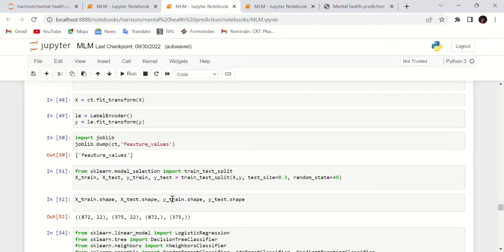And then splitting data into train and test. For splitting the data into train and test sets, we are using the train test split function from sklearn. As parameters, we are passing x, y, test size, random state.